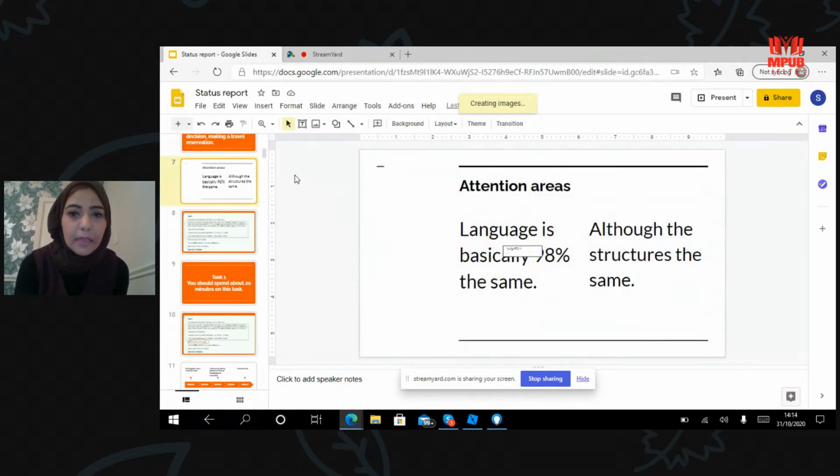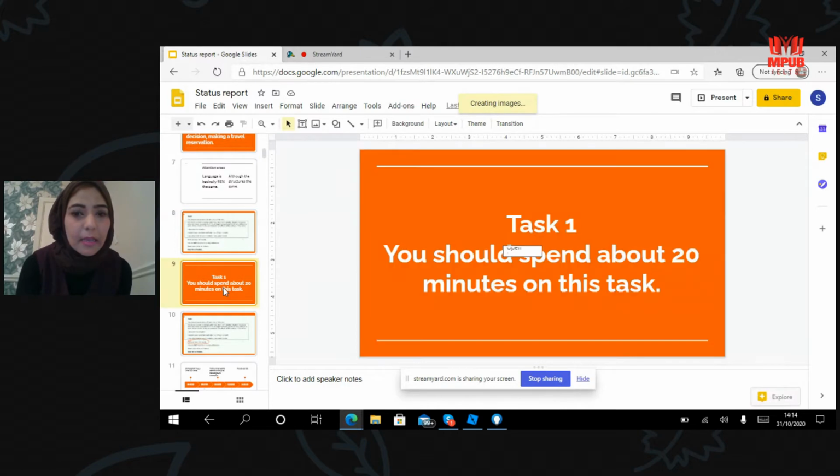So your attention area in any letter that you're writing for your IELTS is that your language is basically 98% the same, and the structure of the letter is the same. So in task 1, you should spend about 20 minutes on the task. So let me show you the task.